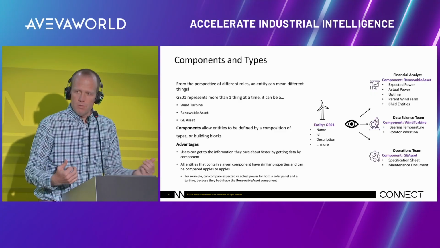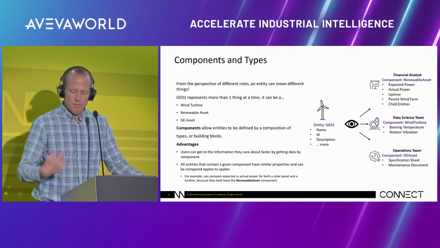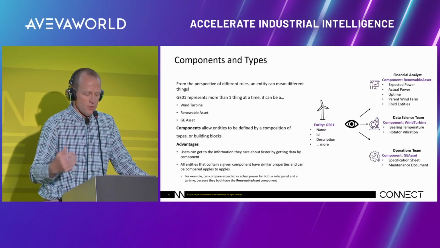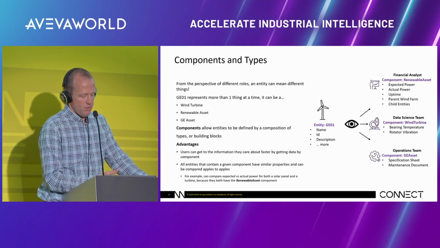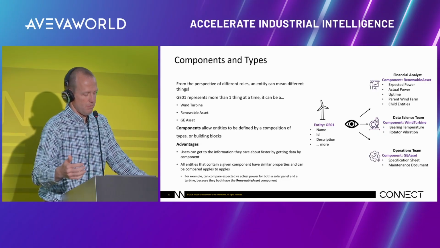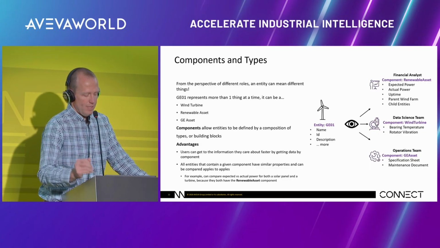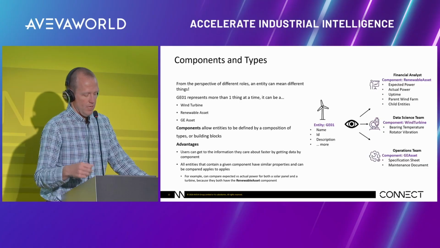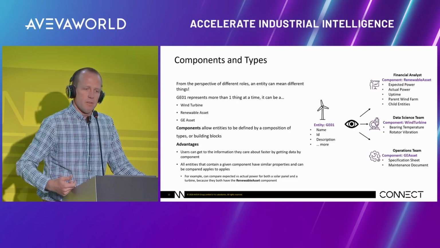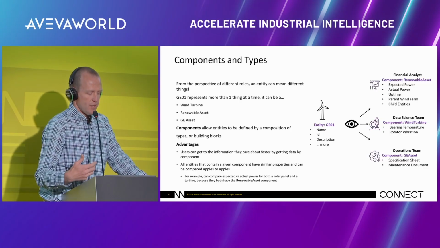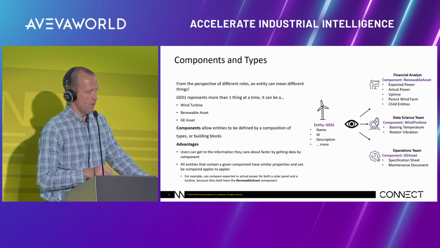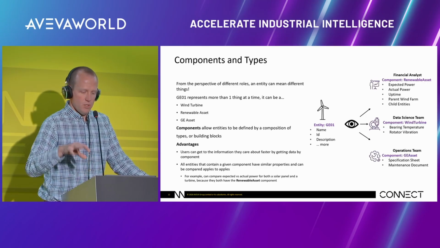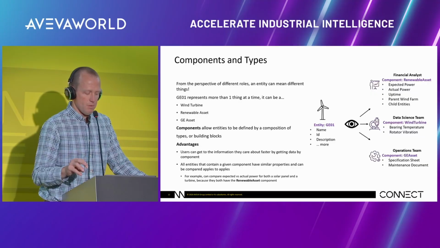The advantage of this component idea is that users can get to the information they care about faster by using the component. If we think about our wind turbine over here, we can see that it's built up of three different components. We have a renewable asset component, a wind turbine component, and a GE asset component. Some of the properties and relationships that exist on our wind turbine entity are derived directly from those different components.